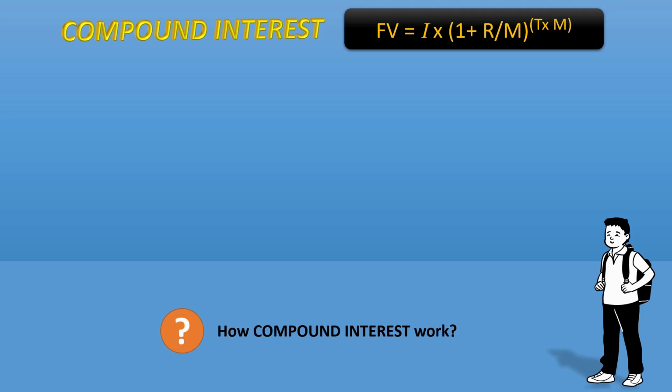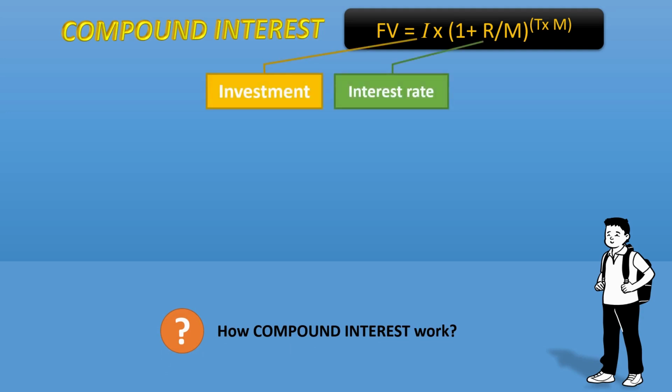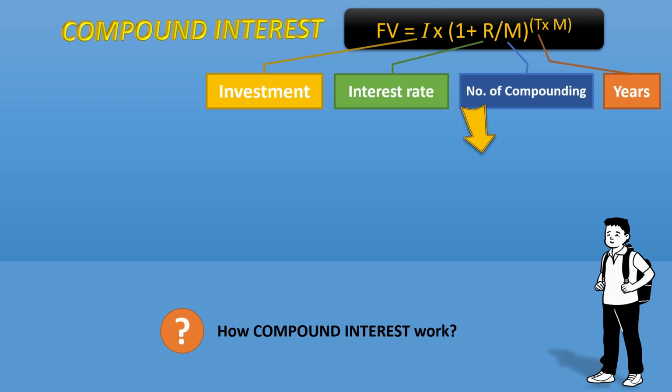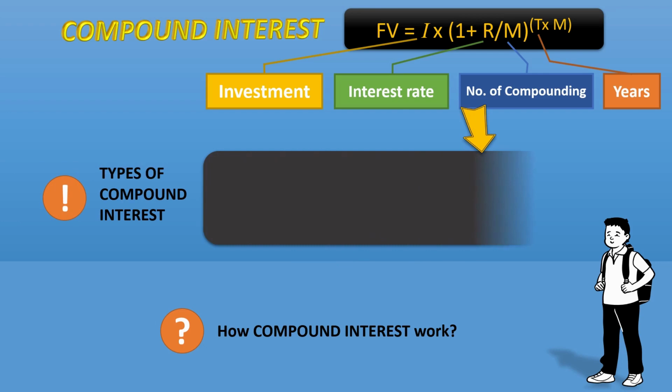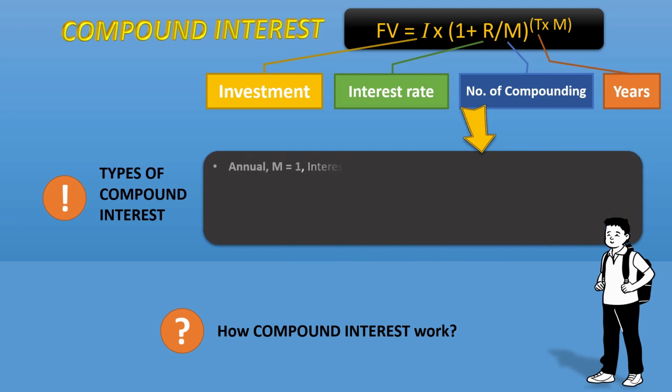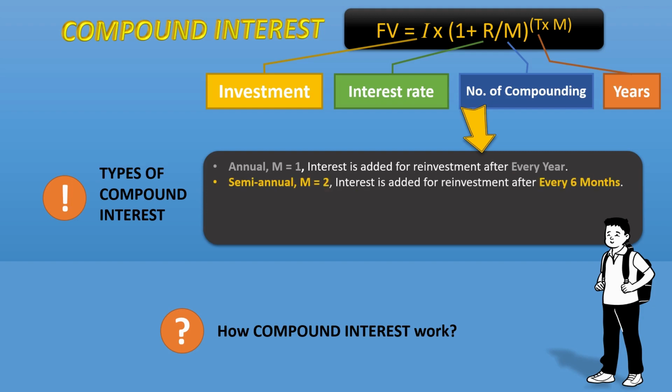I is the investment amount, R is the annual interest rate, T represents the number of years, and M is the number of compounding in a year. Compounding can be annual, semi-annual, quarterly, monthly, weekly, or even daily. Compounded annually means that M is equal to 1 and the interest will be calculated and added to the investment once after each year. The investment plus interest will now become the investment for next year's interest calculation, and so on.